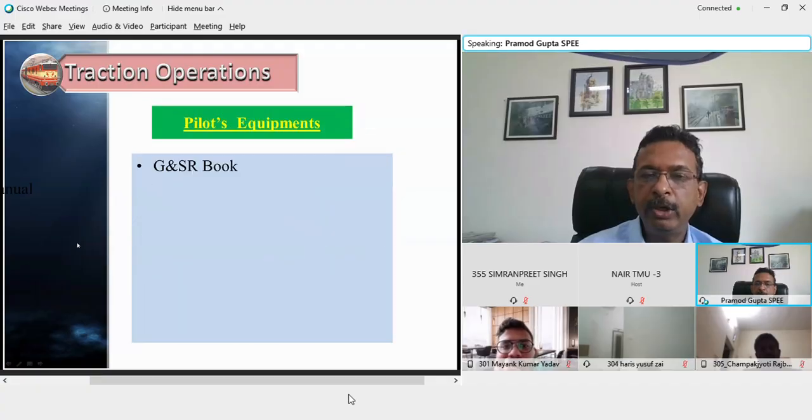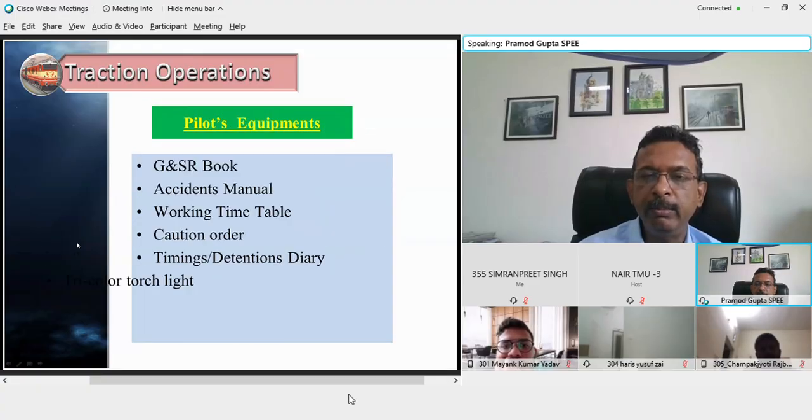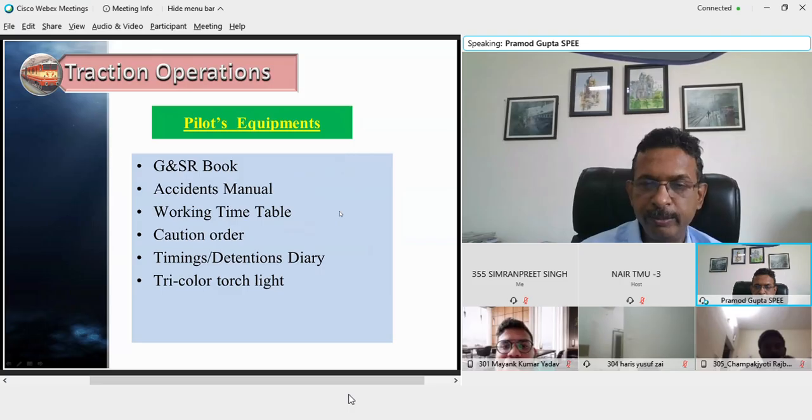These are some of the equipment which are provided with the pilot. He is supposed to carry all this equipment in his personal bag, which he brings from his home. And after performing the journey, he takes this bag along with him. It's now a smaller bag. Earlier, it used to be a metallic trunk.